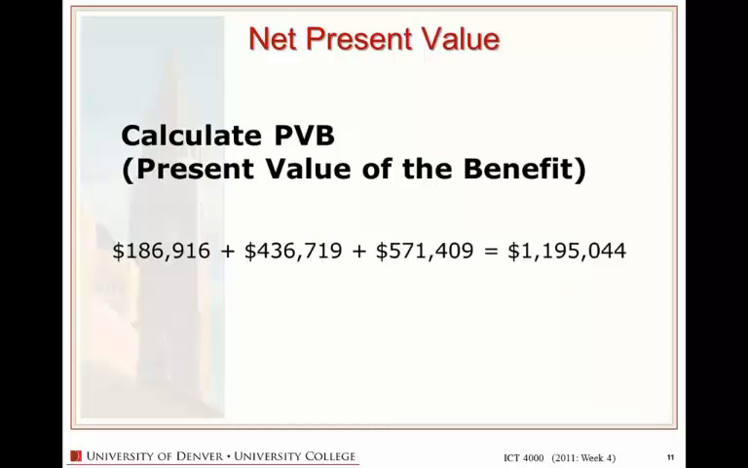Then what you need to do is simply calculate the present value of the benefit. You take each of those discounted net gains for each of those 3 years and add them together. In this case, when you add them together, you get $1,195,044. That is the present value of the benefit. Write that number down. As I said before, that is an intermediate number. We will use that again.